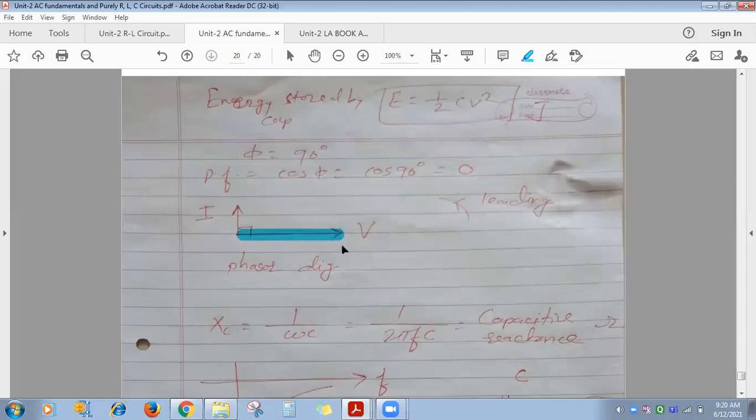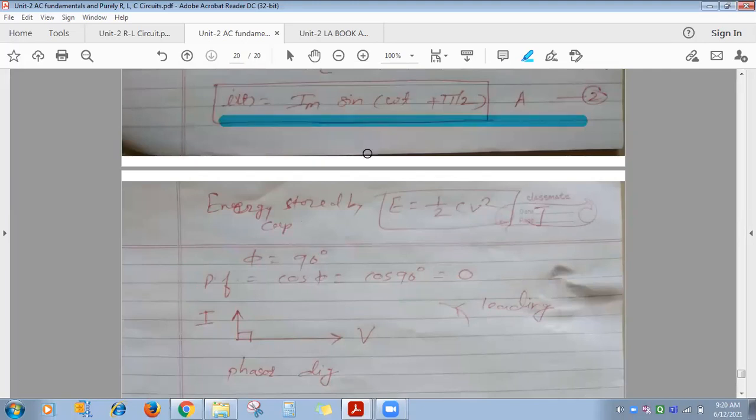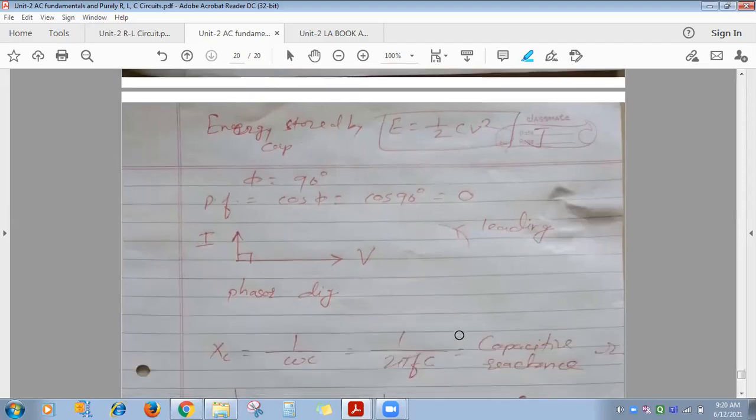V of t is Vm sine of omega t, along the positive real axis, and its magnitude is equal to the RMS value. And I of t is Im sine of omega t plus pi by 2, the current waveform. So current leads voltage by 90 degree. A leading quantity in the phasor diagram we represent in the anti-clockwise direction. So current leads voltage in the anti-clockwise direction at an angle of 90 degree, and its magnitude will be equal to IRMS. So current is along the positive imaginary axis. This is the phasor diagram for a purely capacitive circuit.